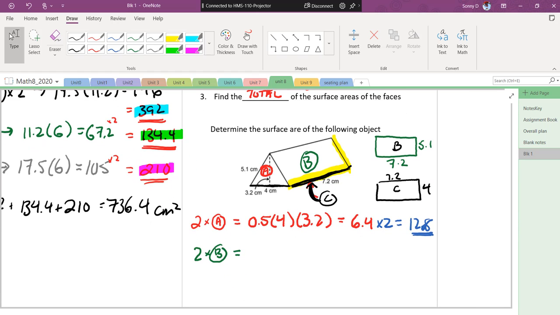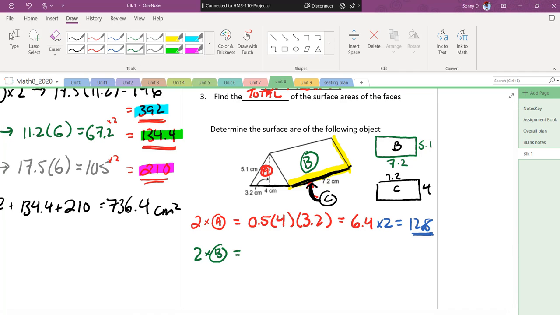Okay, so B, we have a rectangle. It's 5.1 times 7.2, which is equal to, wait, wouldn't that be length times width, right? Yeah. So wouldn't 7.2 be the length? It doesn't, the order doesn't matter.